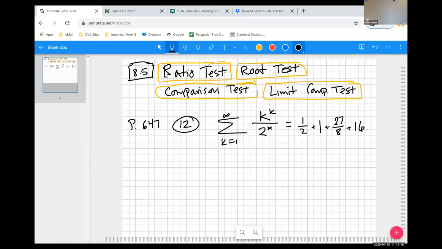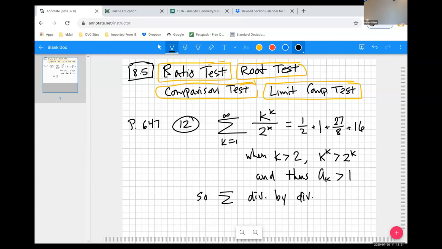And that I could say, for example, when k is bigger than 2, k to the k is bigger than 2 to the k, and thus a sub k is bigger than 1, so the series diverges by the divergence test. That's how I would write up a solution. Maybe it became a little too hard to follow. So questions, comments, discussions about number 12?